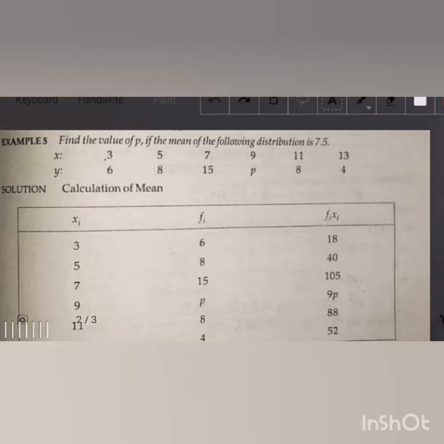In this example you can see: find the value of P. Here P is the unknown frequency. We have to find this unknown frequency with the help of the mean, which is given in the question, that is 7.5. In our previous problems, they gave all the frequencies, we found the mid values from the given class intervals, and we used the formula of mean to find the mean of the given distribution.